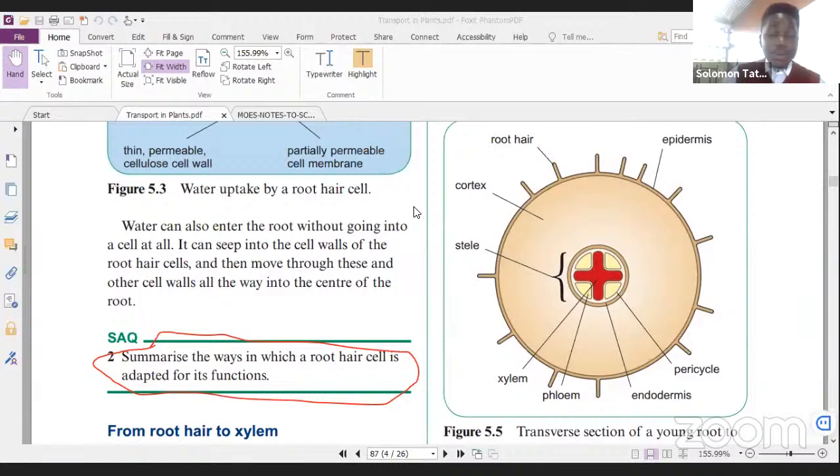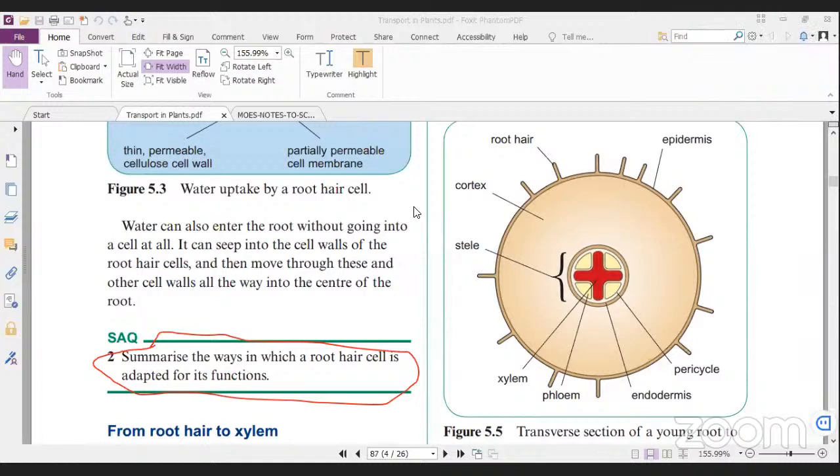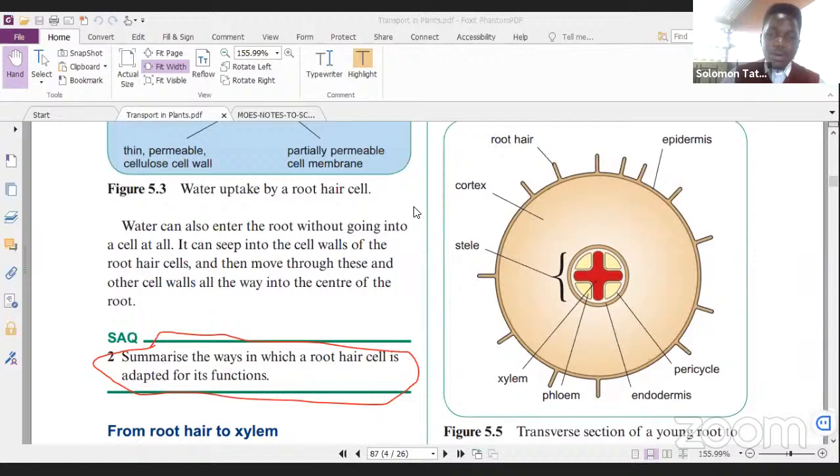That's 100% correct. These root hairs are thin, flexible, and pointed at the end just to make sure that they penetrate through the soil particles to get into those areas where the nutrients and water is. That is correct, Maria. Good job. Another one.